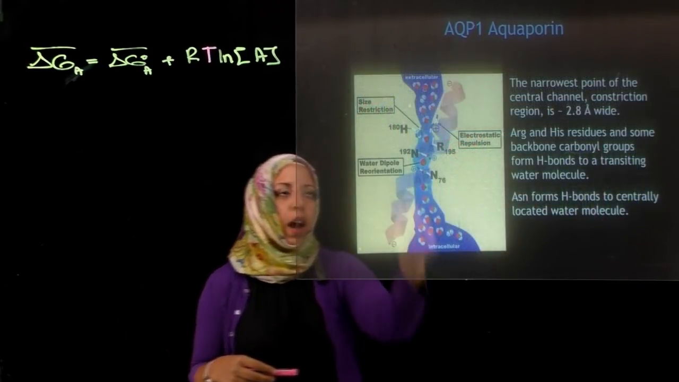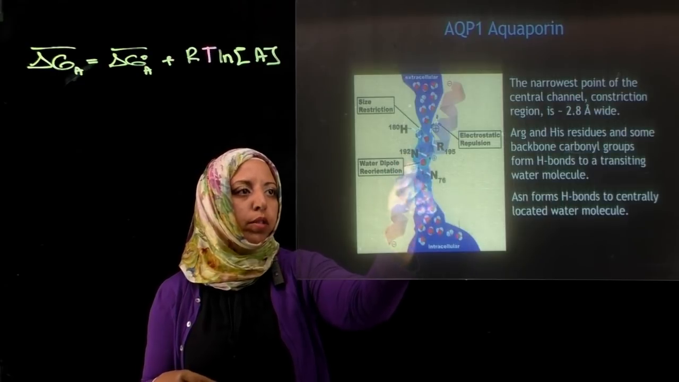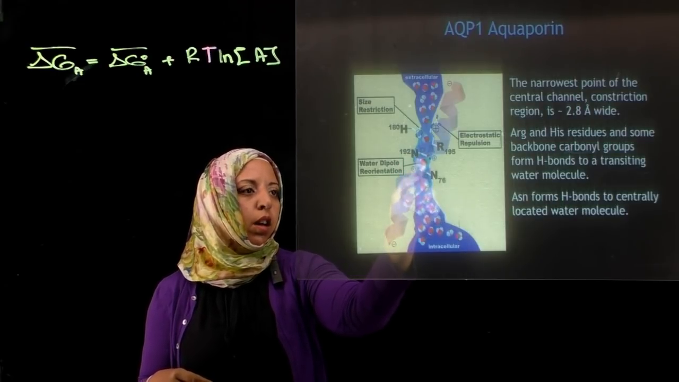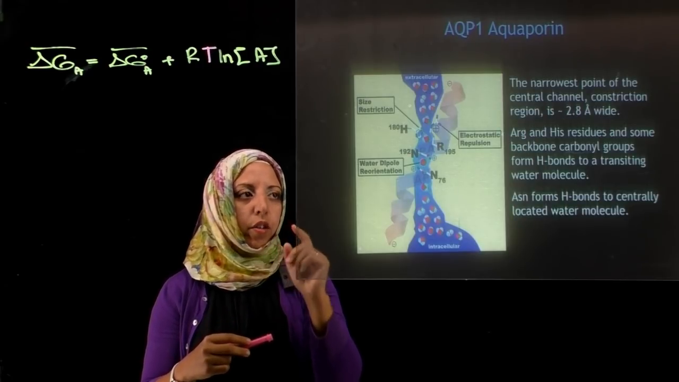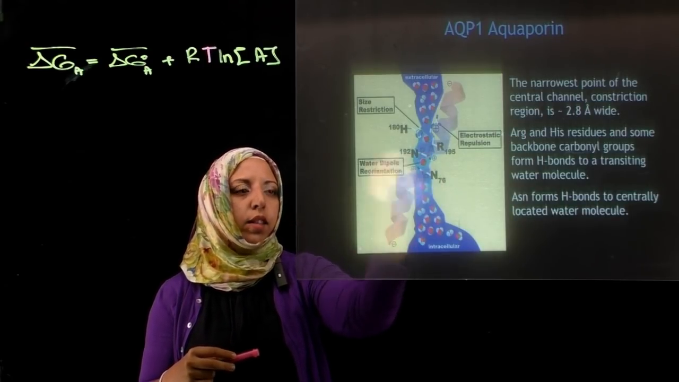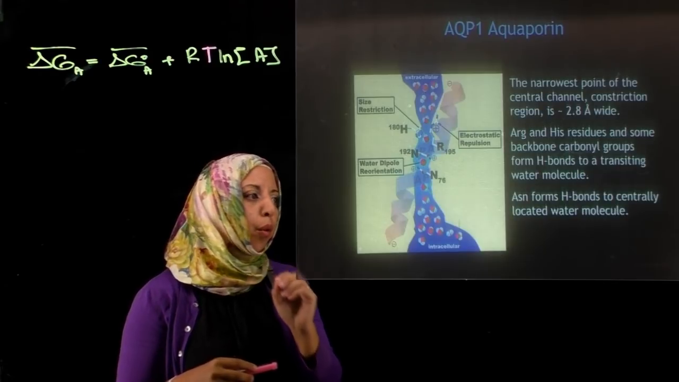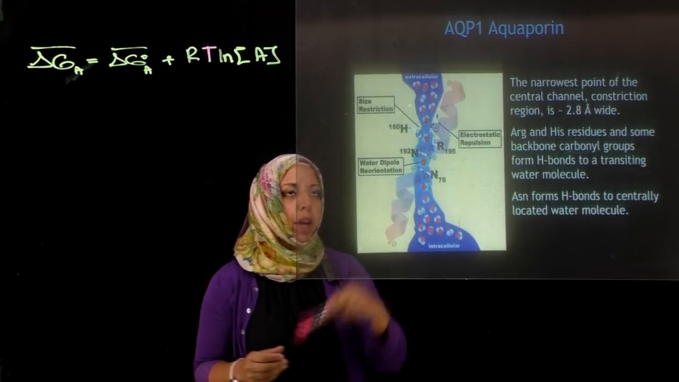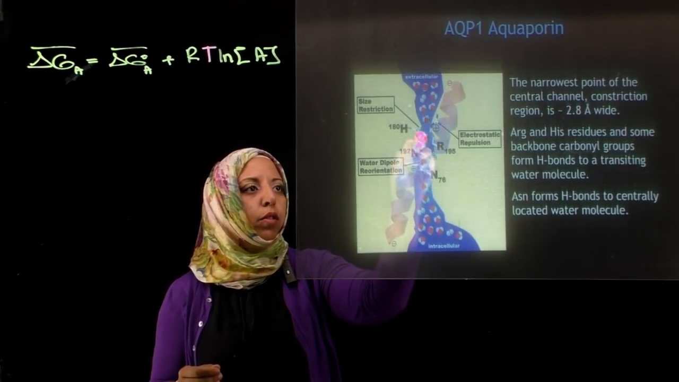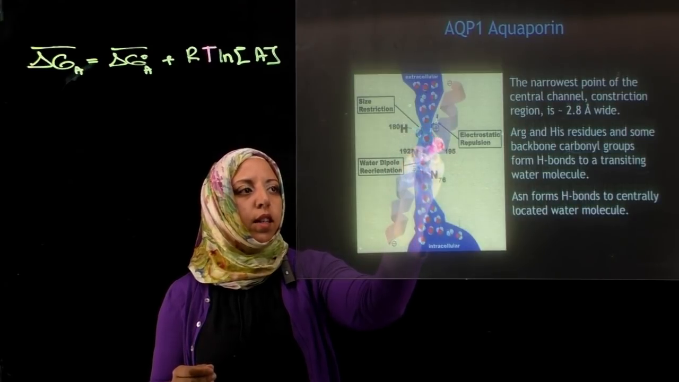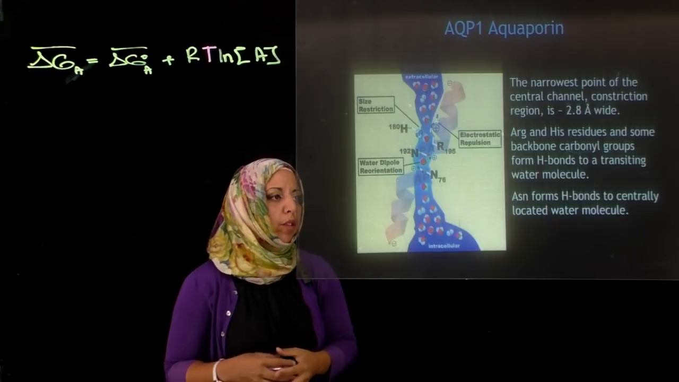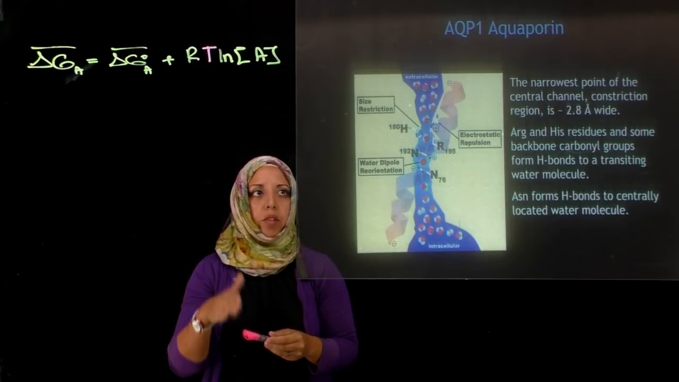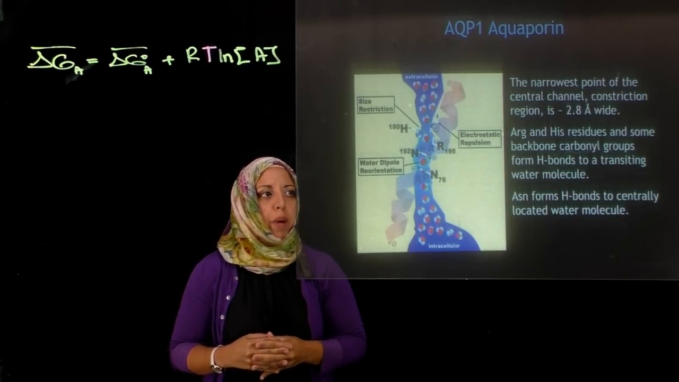So if we take a look at the narrowest point of that protein, we'll see the 2 highly conserved asparagine residues that will hydrogen bond with a single water molecule as it passes through. So it's quite selective for only water molecules, but as the water molecules are passing through, there's also a histidine and an arginine residue nearby that will form hydrogen bonds to that water molecule that is passing through.